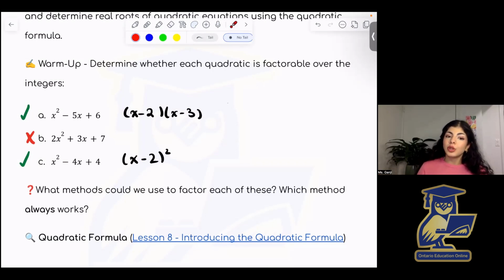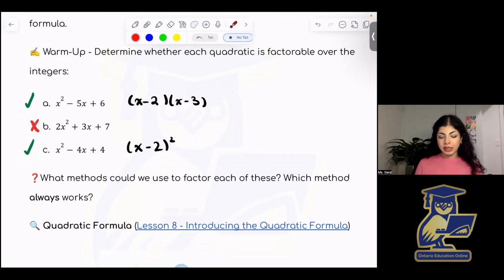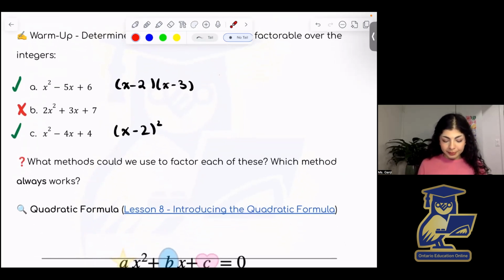What methods could you have used to factor each of these or to solve them? And which method would always work? Definitely graphing these, you would have been able to solve them. You would have seen the x-intercepts based on the graph. And if you remember, you had a hint on the page there as well: the quadratic formula. The quadratic formula will always give us the solution to any quadratic function, so that's the method that's always going to work. I know it's a little bit tedious to use at times, but it's very helpful. I have attached the link there for you. If you forgot that lesson, please take a moment to review it because it was from Unit 1.